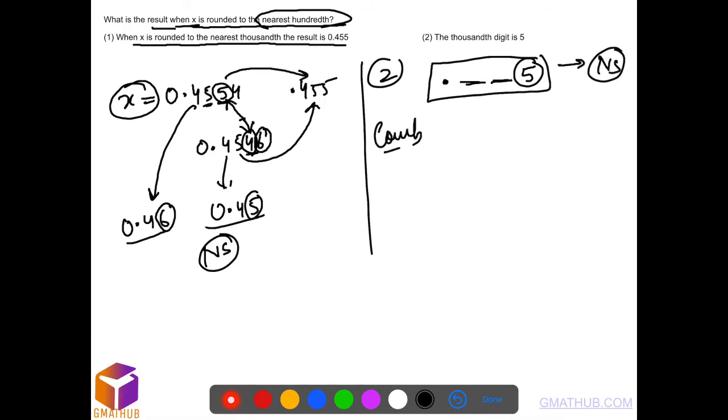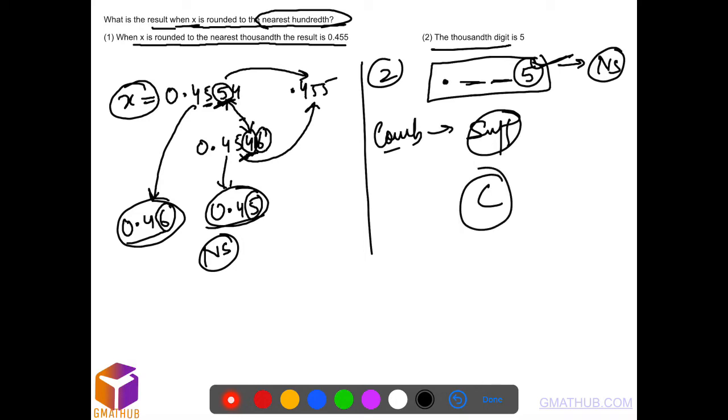Combine the two. The concern in the first statement was whether the 1000th place is 5 or 4, because the difference was only because of that. That is taken care of by the second statement: the 1000th digit is 5. So this will be sufficient. So C is your answer.